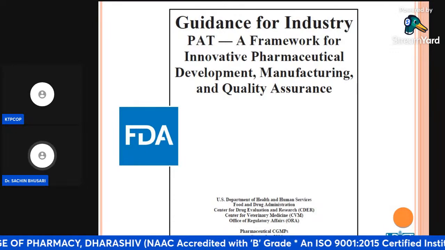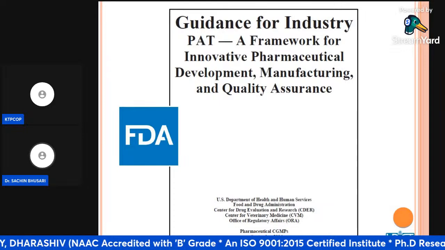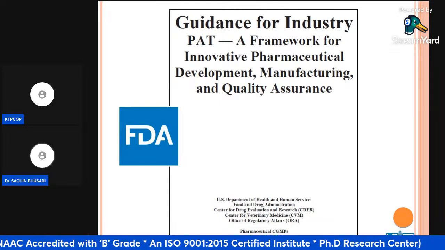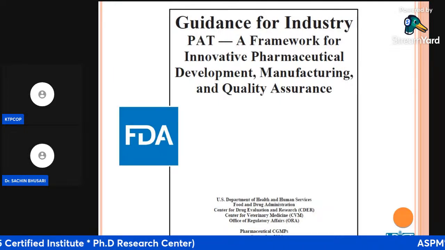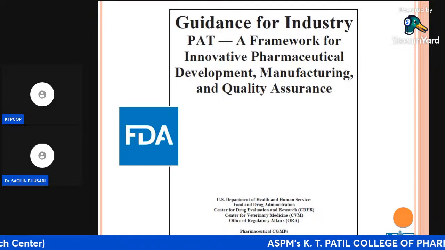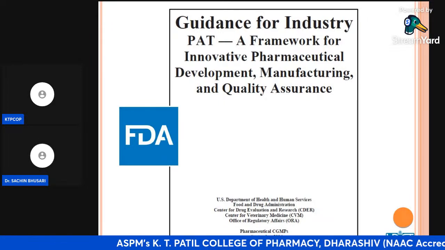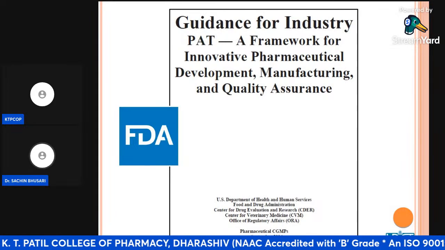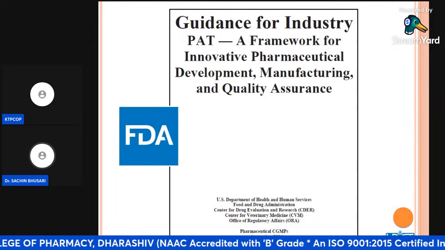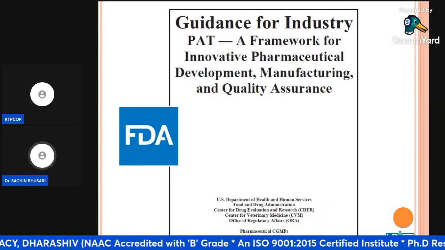Correct. So now through these guidelines, it was clearly indicated that if you use the PAT framework, you can have a chance to modify your manufacturing processes, even your API synthesis processes. You can change your quality perspectives also. You can change your quality parameters also. Okay, so that was the initiation which was done by the USFDA in 2004.